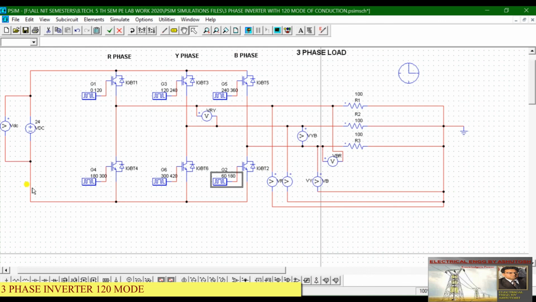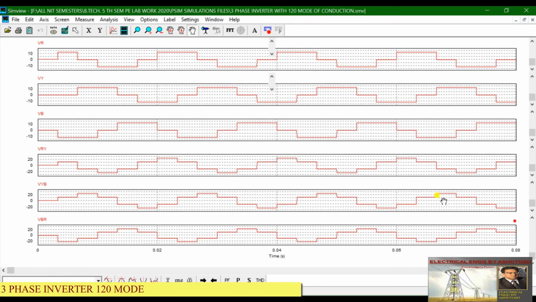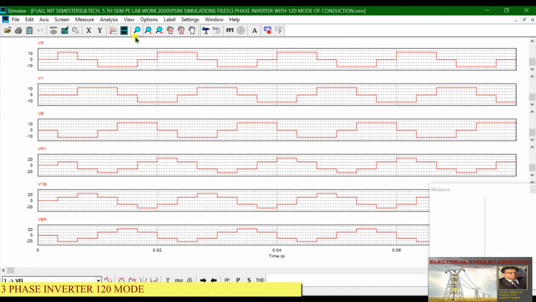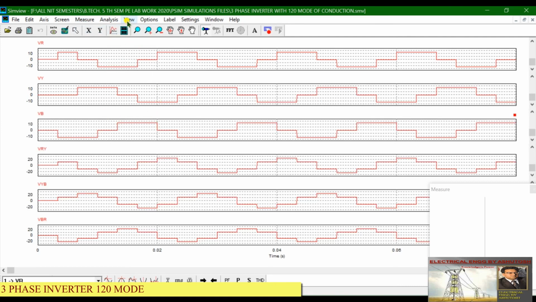So this is the simulation circuit and these are the waveforms. Run the simulation, and you will get all these waveforms. These are the phase voltages VR, VY, VB, and these are the line voltages VRY, VYB, VBR. So you can check, you can measure the x-axis, y-axis, and take the readings very easily.